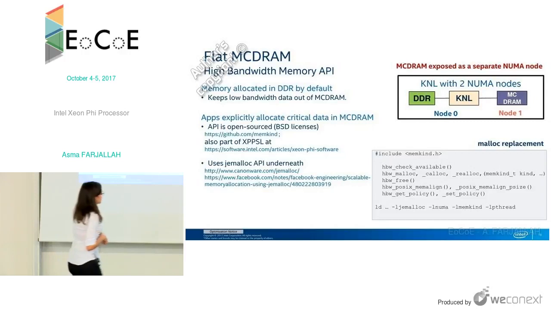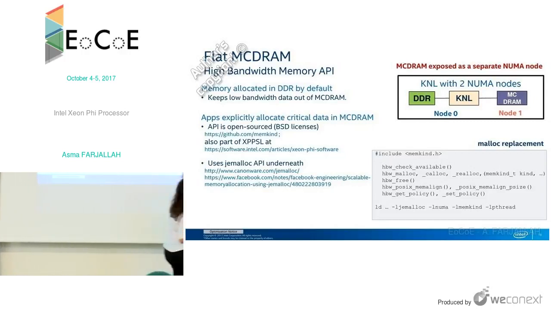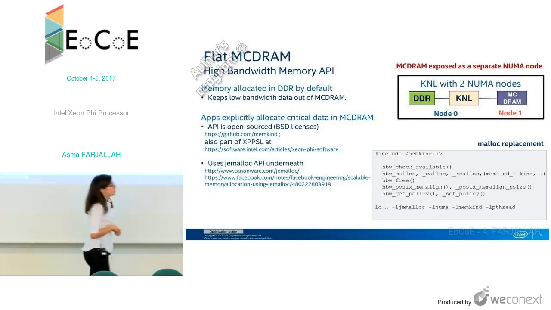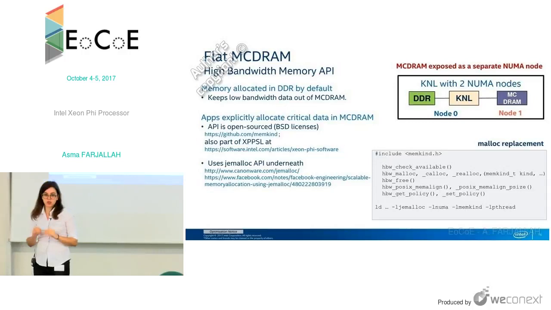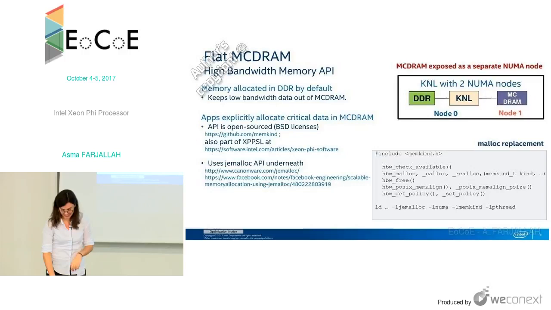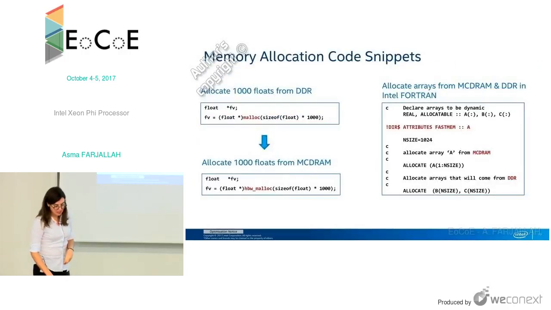Just to illustrate, these are some of the calls that you will need. You just replace your malloc, for example, by hbw_malloc, and this will be applied for specific arrays in your code. I don't know if this answered the question. This is another illustration, for C and for Fortran codes. How we use the HBM isn't important here, they're just code snippets.